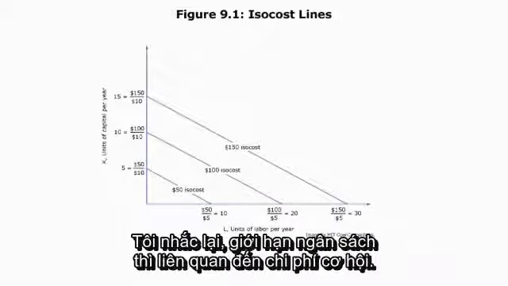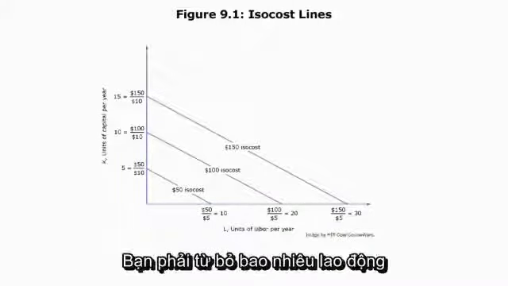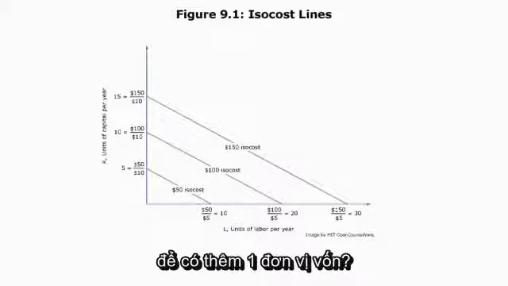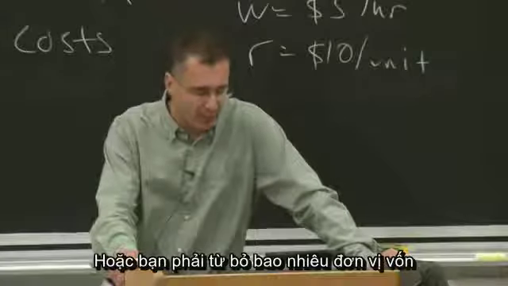Once again, budget constraints are about opportunity costs. How much labor do you have to give up to get another unit of capital, or how much capital do you have to give up to get another unit of labor?